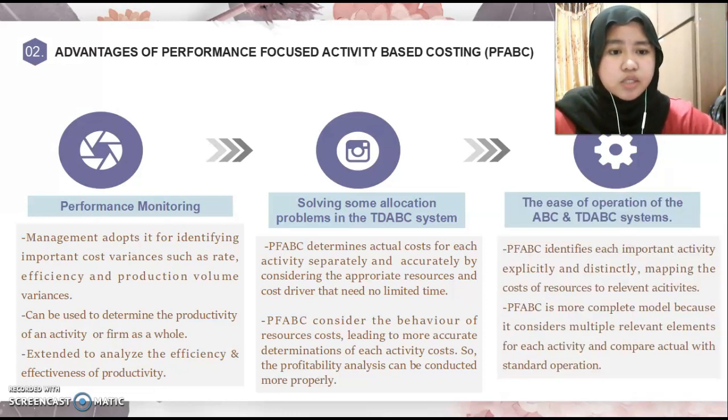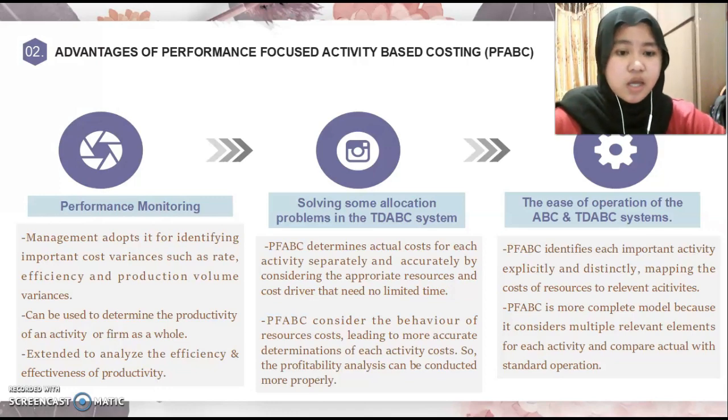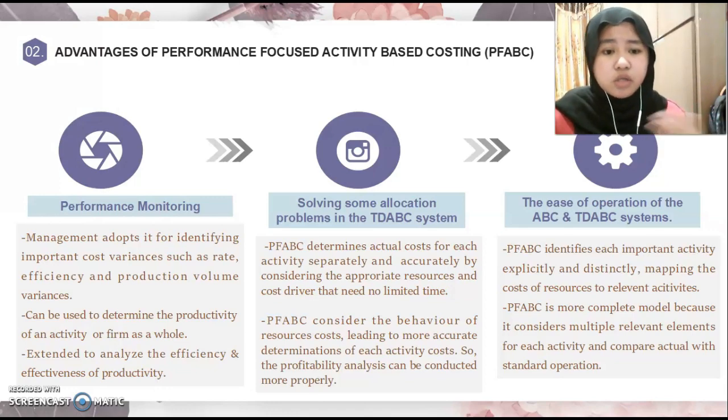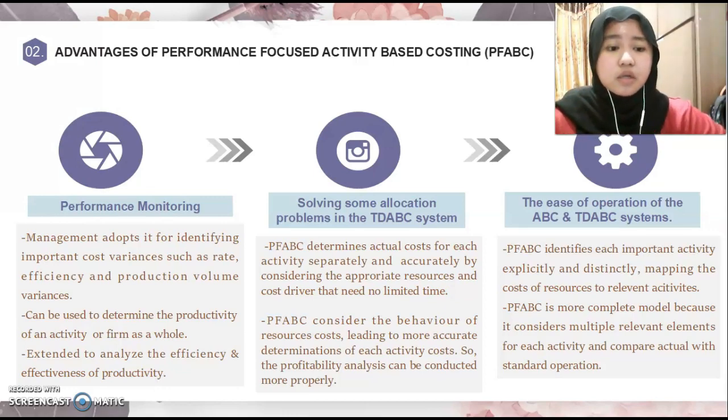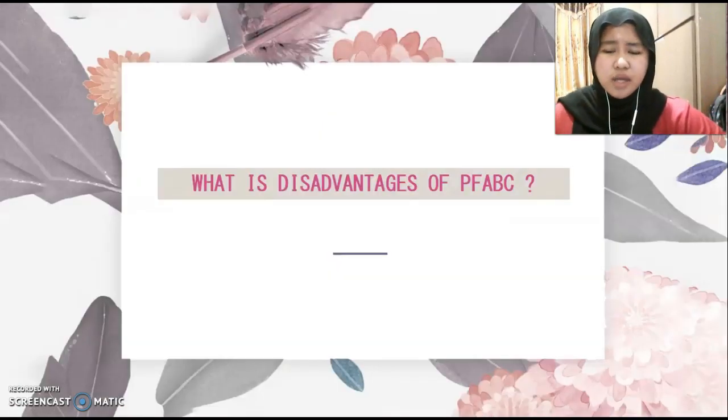And the last one is to ease the operation of the ABC and TDABC systems. PFABC identifies each important activity explicitly and maps the cost of resources to relevant activities. PFABC is also a more complete model compared to ABC and TDABC because it considers multiple relevant elements for each standard operation. So then what are the disadvantages of using this method?